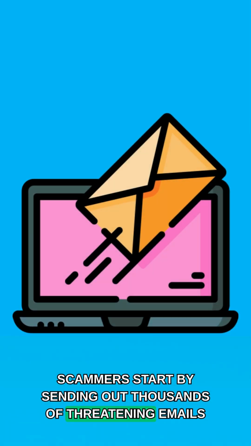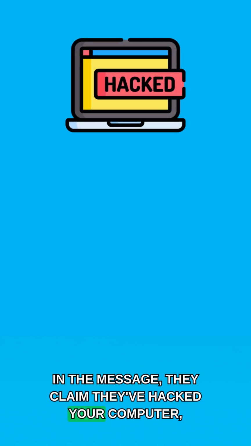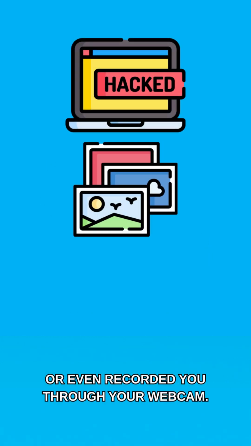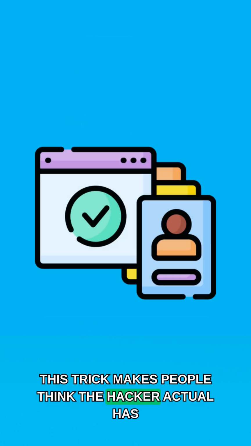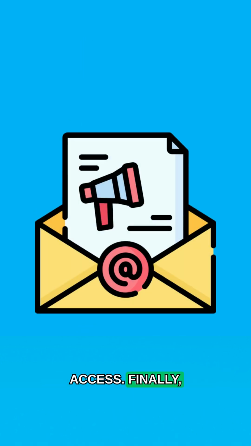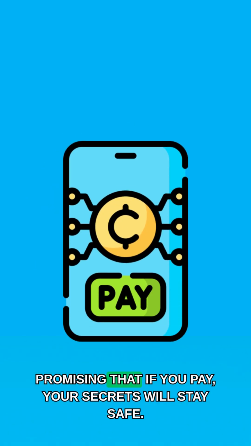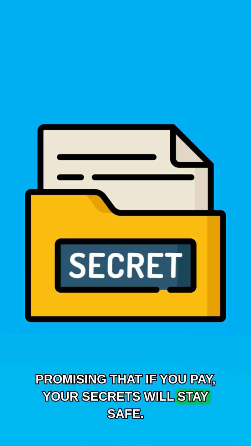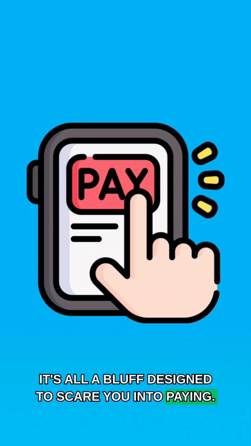Here's how it works. Scammers start by sending out thousands of threatening emails at once. In the message, they claim they've hacked your computer, stolen private data, or even recorded you through your webcam. This trick makes people think the hacker actually has access. Finally, the email demands money, often in cryptocurrency, promising that if you pay, your secrets will stay safe. But in most cases, it's all a bluff designed to scare you into paying.